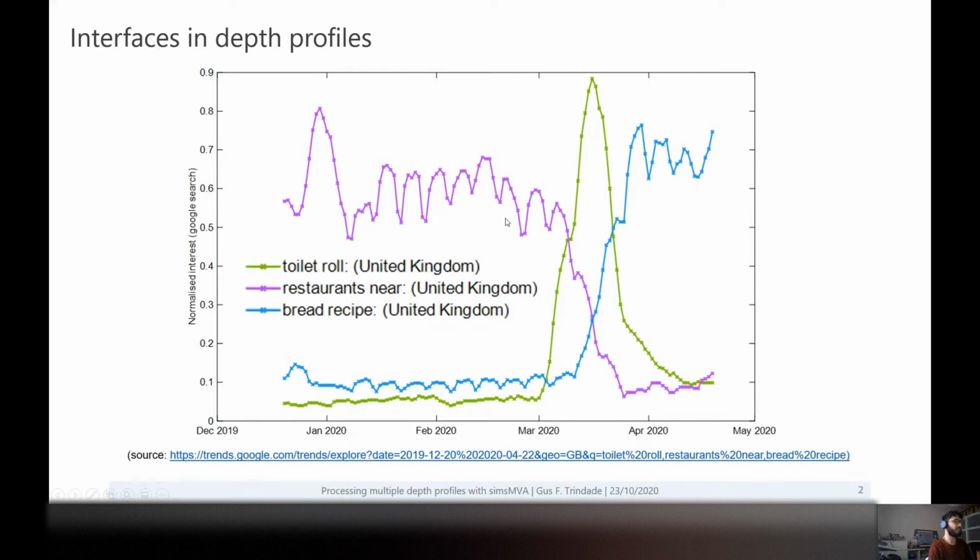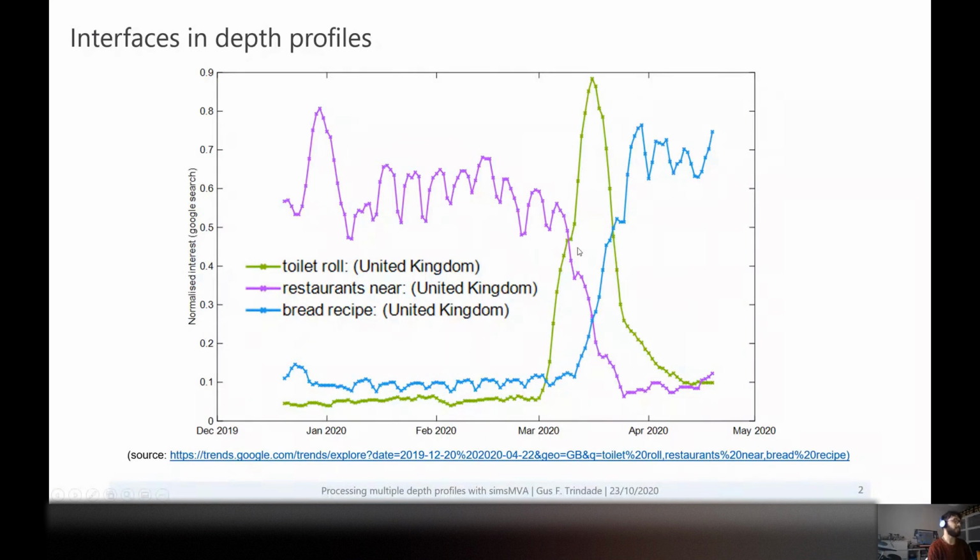This is from back at the beginning of the pandemic. I was doing a Google search to see what people were searching for mostly over this year. You can see people looking for restaurants before March was much higher than bread recipes or toilet rolls. Then we have this interface, which is the toilet rolls, and then people lost interest and started to search more for bread recipes. I don't know how it's looking now, maybe we have restaurants back up again. This is just April, right when we started the lockdown.